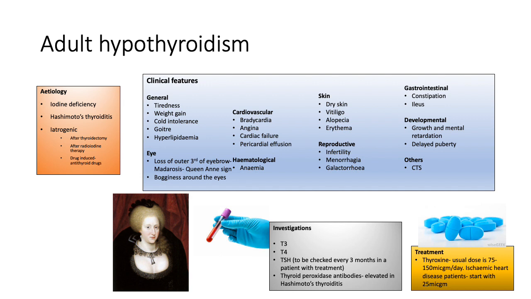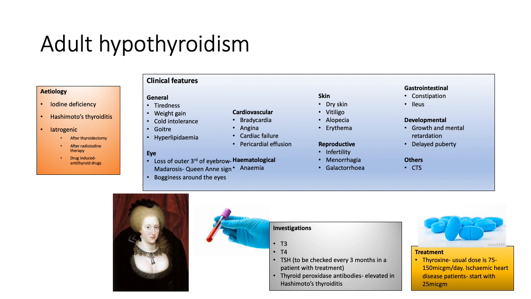There are few eye signs present in hypothyroidism as well. The lateral one-third of the eyebrow is lost and it is called madarosis. Similar conditions can occur in leprosy as well. Queen Anne, the Queen of Denmark's portrait, showed the similar kind of eyebrows, so this condition is called Queen Anne's sign. And there will be a bogginess around the eyes in hypothyroidism.